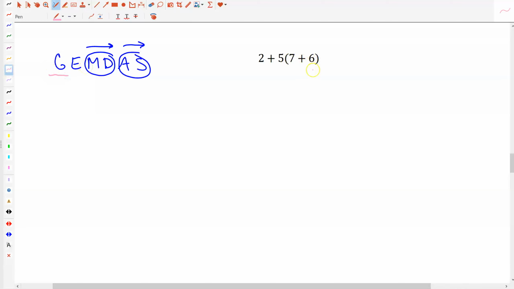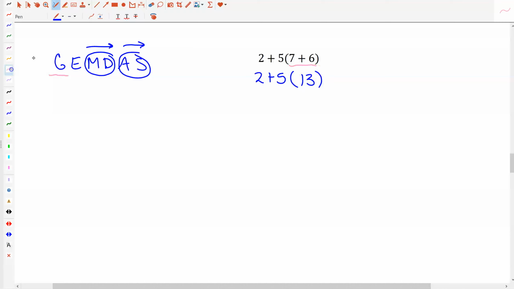This set of parentheses is acting as a group to kind of pull that 7 plus 6 away from everybody else. So I'm going to carry down the 2, the plus, the 5, and inside the parentheses I'm going to go ahead and do this addition. So 7 plus 6 is 13 inside the parentheses. Now I've simplified what's going inside those parentheses.